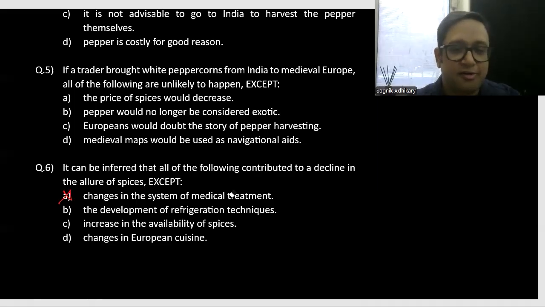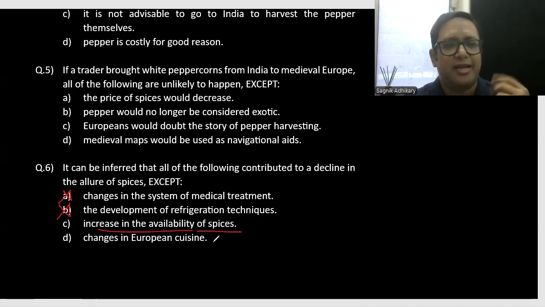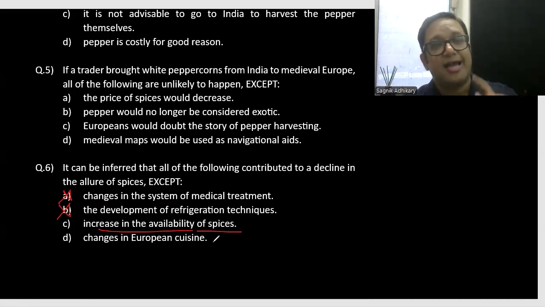So development of refrigeration definitely would have contributed to a reduction in the allure of spices. Not the answer we're looking for. Increase in the availability of spices. Now, we do see that there are some references in the passage that spices were rare, exotic, and so they were expensive. But that is not mentioned in the third paragraph as a reason why they were so highly desired.